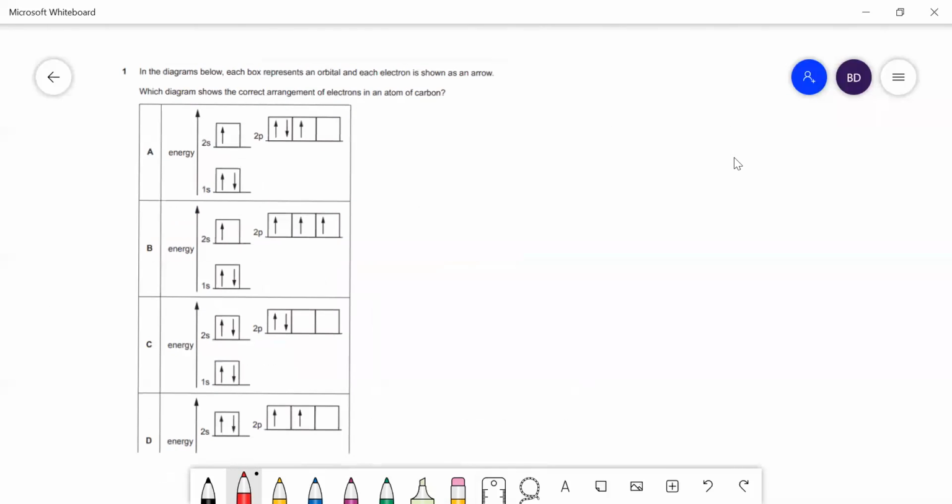The diagrams below each represent an orbital. Each box represents an orbital, and each electron is shown as an arrow. We've got to show the correct diagram for carbon. Carbon, atomic number 6, of course. So that's going to be 1s2, 2s2, 2p2. Right, so it's not A, it's not B. Now, which one is it, C or D?